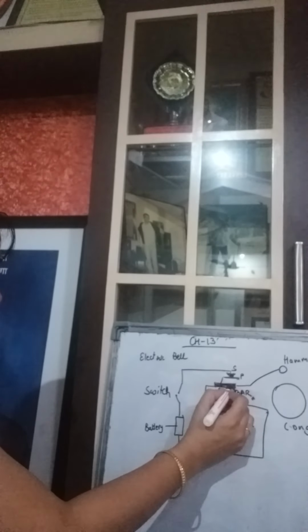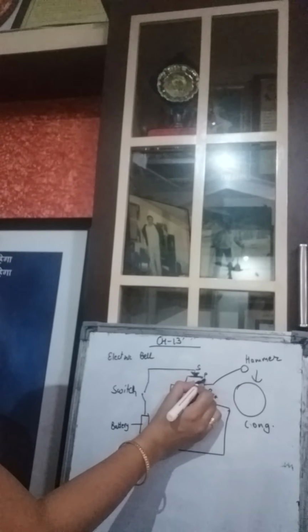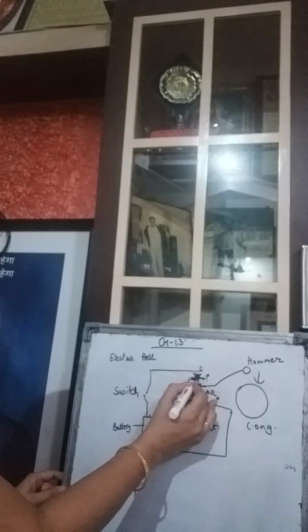It will come down. When it comes down, the hammer which is attached to it also comes down, and it hits the gong. When it hits the gong, the sound will be produced. Is that clear? Now after that, what happens? The iron plate P will also move down because it is also attached to the iron bar. When it comes down, it will lose its contact with this screw.